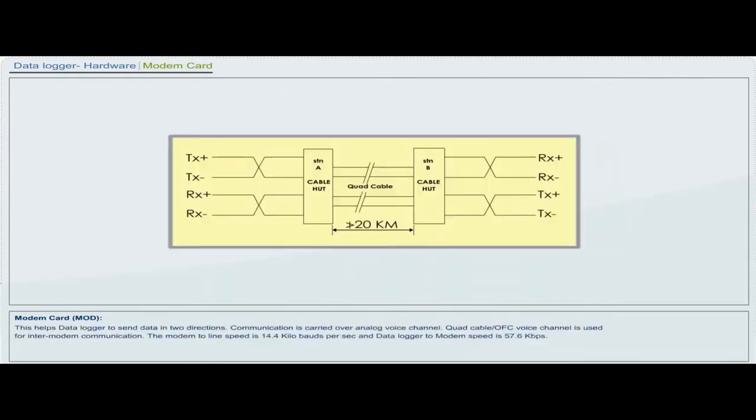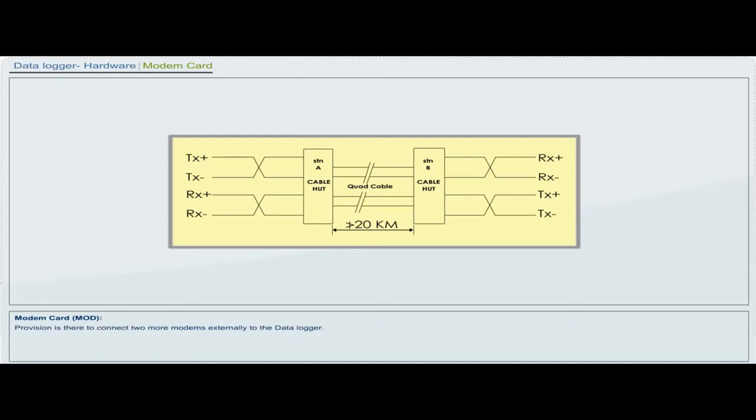This helps data logger to send data in 2 directions. Communication is carried over analog voice channel. Quad cable or OFC voice channel is used for intermodem communication. The modem to line speed is 14.4 kilobauds per second and data logger to modem speed is 57.6 kbps.